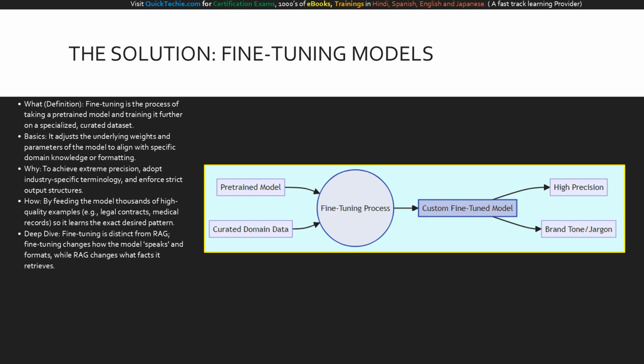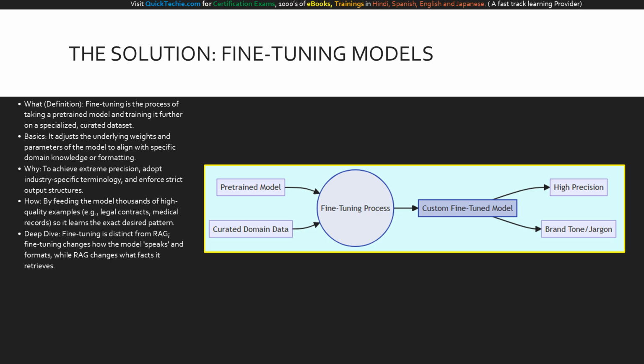How is it done? Your data scientists feed the model thousands of high-quality, domain-specific examples, like a massive database of past legal contracts or specific medical diagnostics. The model studies these examples to learn the exact pattern and tone required. A critical deep dive distinction for business leaders: fine-tuning changes how the model behaves and speaks, internalizing your format. Conversely, RAG, retrieval augmented generation, changes what facts the model retrieves. They serve two different, but complementary, purposes.